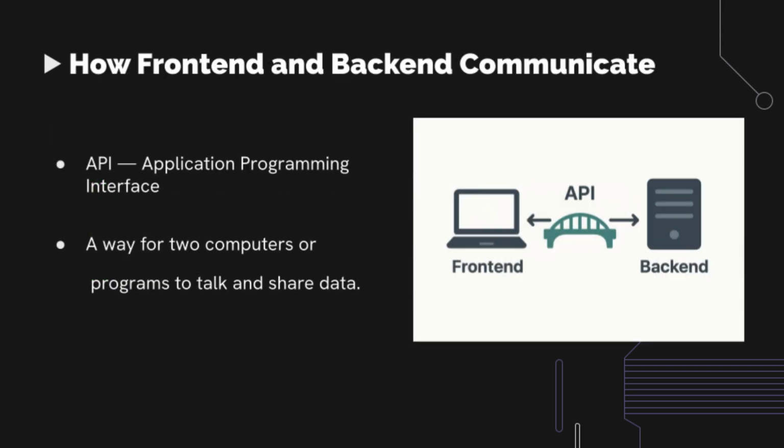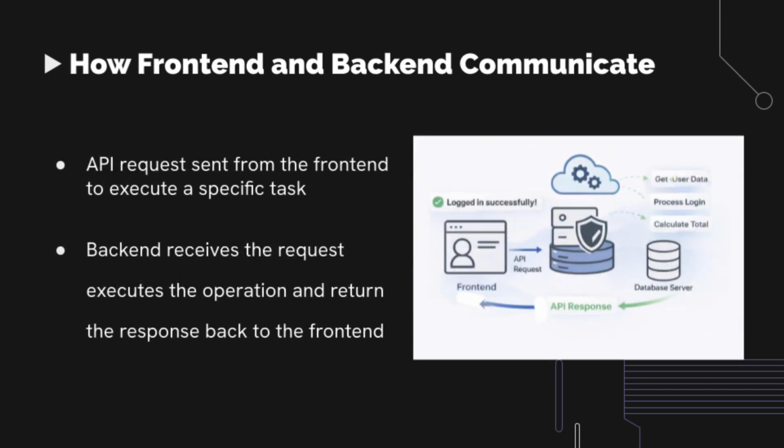Now let's talk about how the front end and backend server communicate with each other. They talk to each other using something called APIs, Application Programming Interface. You can think of APIs as a way for two computers or programs to talk and share information. Here's how it works. The front end sends a request to the backend server to run a specific piece of code. That code can do anything, like getting data from the database, processing a login request, or performing some calculations, and then sends the response back to the front end.